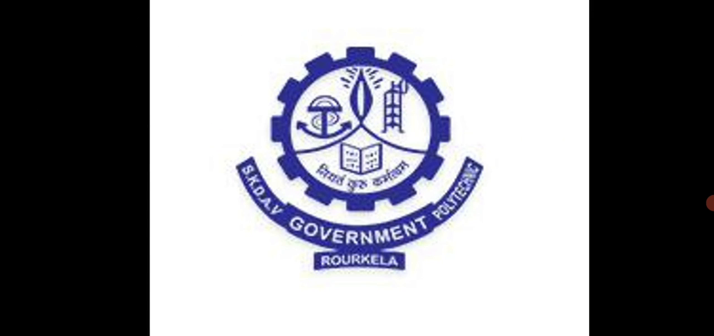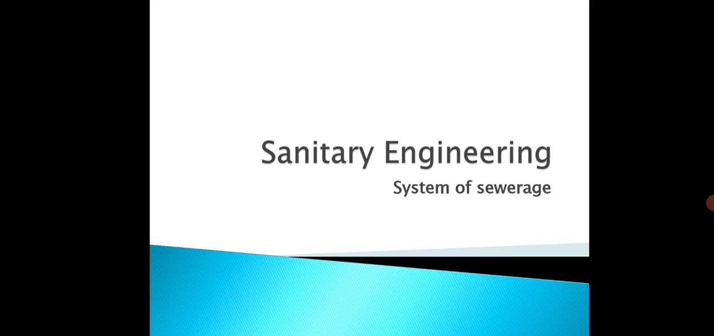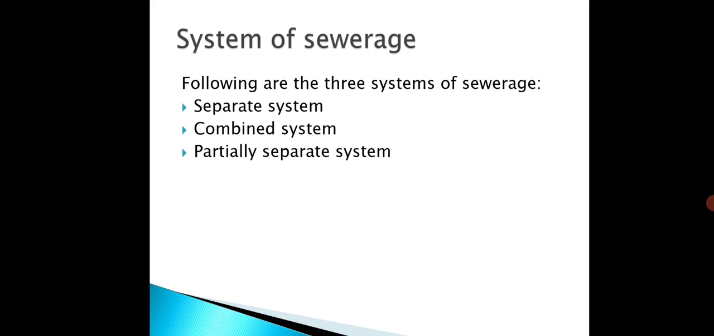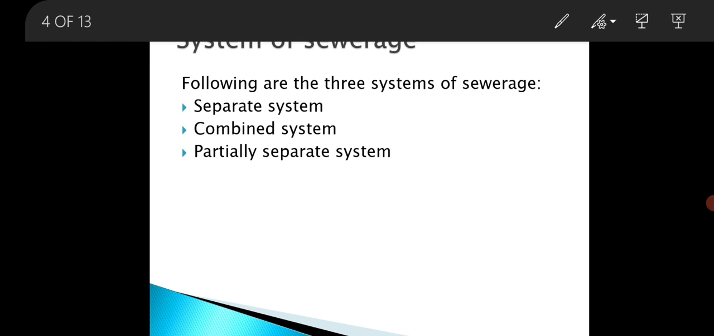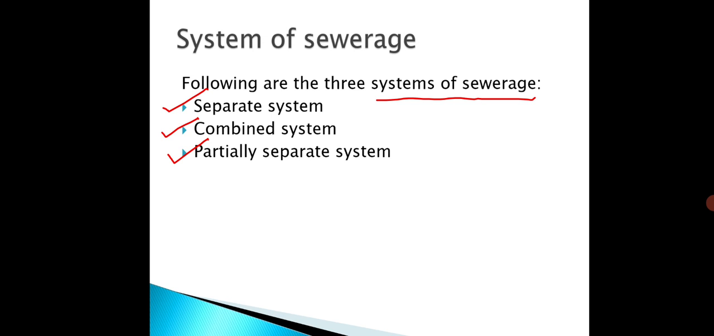In the last class, we have discussed the different methods of carrying refuse. And today, we will discuss the next topic, that is systems of sewerage. So, there are three different systems of sewerage. First one is separate system, second one is combined system, third one is partially separate system. So now we will discuss in detail about the systems. So first let us discuss the separate system.